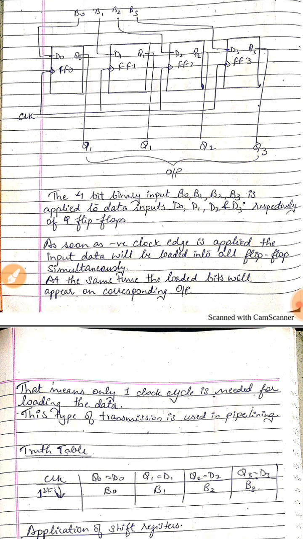So what we have seen in this lecture are 4 types of shift register: serial in serial out, serial in parallel out, parallel in serial out and parallel in parallel out. In the next lecture we will see some of the applications of shift registers in the form of counters.